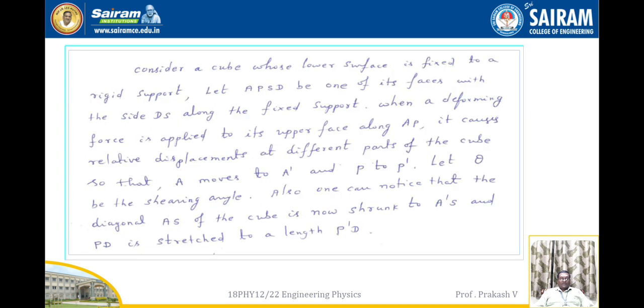Now let us consider a cube whose lower surface is fixed to a rigid support. Let APSD be one of its faces with the side DS along the fixed support. When a deforming force is applied to its upper face along AP, it causes relative displacements at different parts of the cube, so that the point A moves from A to A dash and P to P dash. Let theta be the shearing angle. Also, one can notice that the diagonal AS of the cube is now shrunk to A dash S, and PD is stretched to a length P dash D.